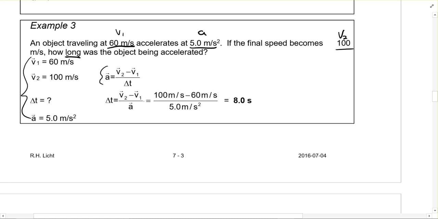We start with our formula. In this case, though, we have to rearrange our formula. So we multiply both sides of the equation by t, divide both sides by a, and rearrange it to look like this. Notice that I was working down, right, when you manipulate formulas. Then plug in the numbers, and we end up with 8 seconds.